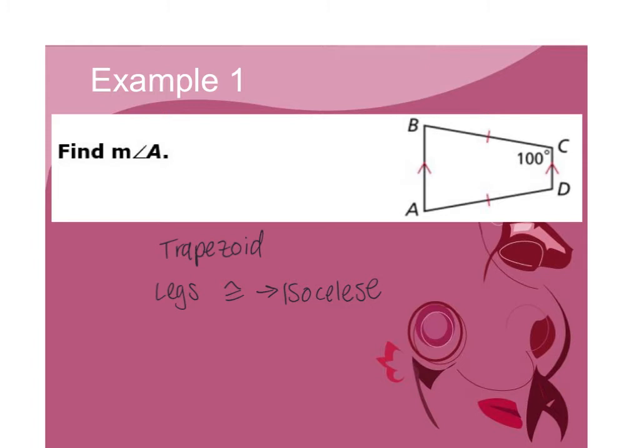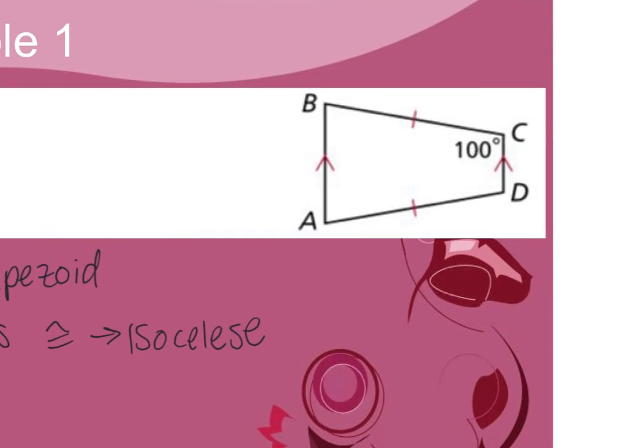Isosceles trapezoids. Remember, the base angles are congruent. So what other angle is going to be congruent to C? B. It's not B. It's not A. It's going to be D. Yes. D is going to have to be 100 degrees, okay? Because these two are base angles.